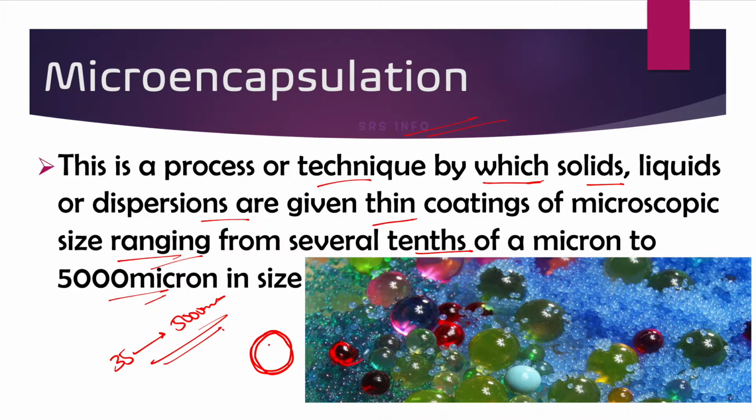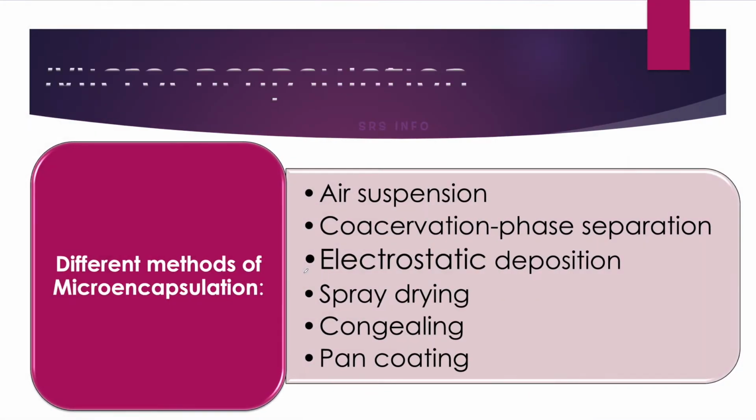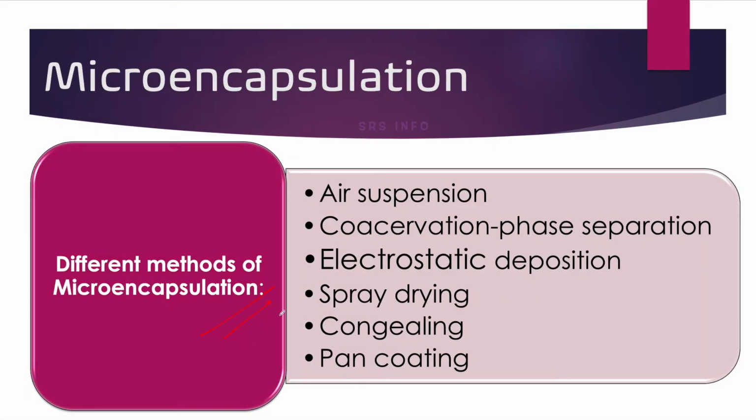Clear? This type of jelly covering is given to the drugs. The drugs are in the form of droplets or small particles of liquids or solids or dispersions. The size of this coating varies from 35 to 5,000 micrometer. Clear? There are several methods of microencapsulation like air suspension, co-acervation phase separation, electrostatic deposition, spray drying, congealing, and pan coating. But in this class, I will discuss co-acervation phase separation. This is the important technique for your examination purpose. But I will just give you an explanation of the others also.